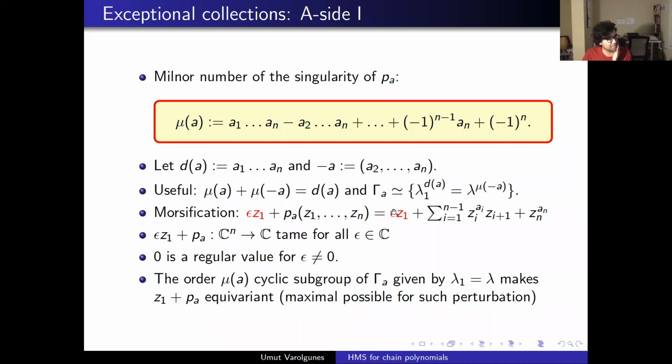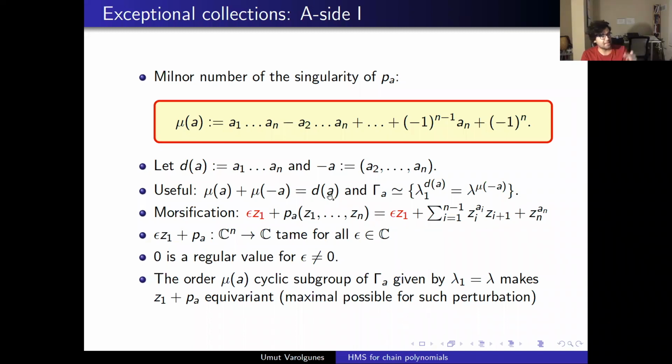And now the point of this perturbation, at least one point, is that there's a subgroup of this maximal diagonal symmetry group up to scaling, which is of order mu_A. It's a cyclic subgroup, and it's given by lambda_1 equals lambda. You can see that for this polynomial, I want this epsilon times z1 plus P_A to be equivariant with respect to this subgroup.